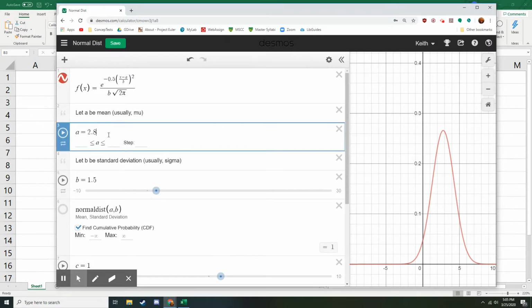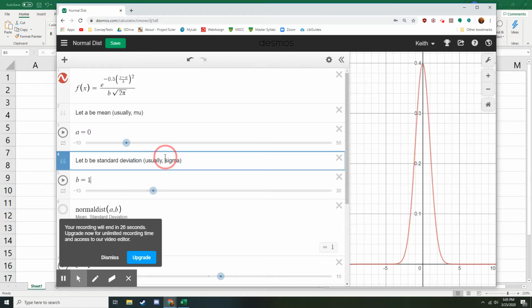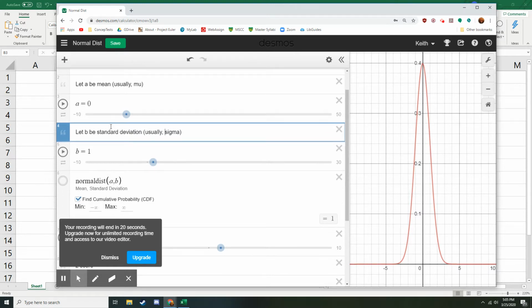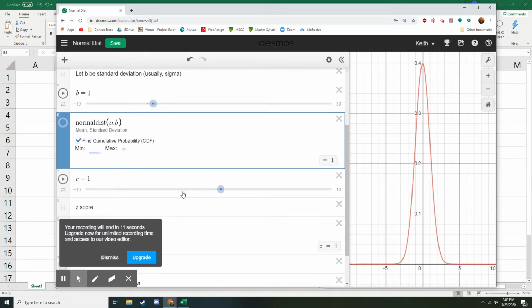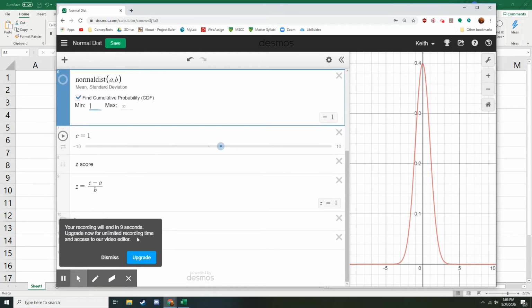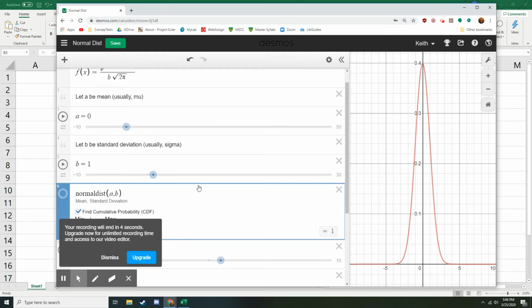But you can basically type in whatever mean you want and whatever standard deviation you want. If you want to make it the standardized normal curve, then your mean is 0, your standard deviation is 1. And then you can just play with the normal dist here and have it calculate for you the areas you want. And I've got some other things here that you can play with as well. So hopefully I'm giving you enough technology to help you do your calculations. And have a good one.